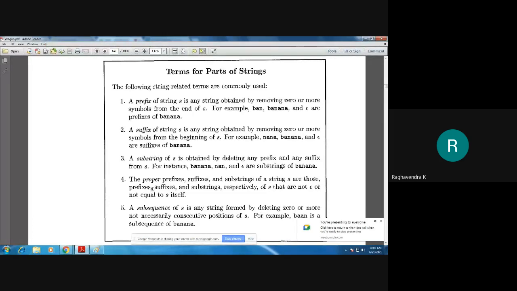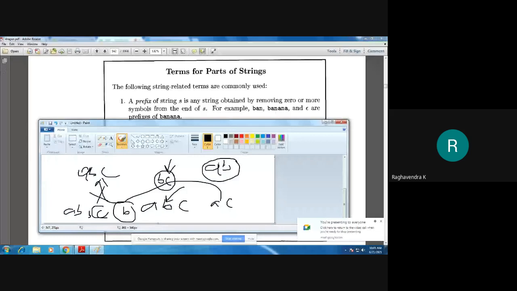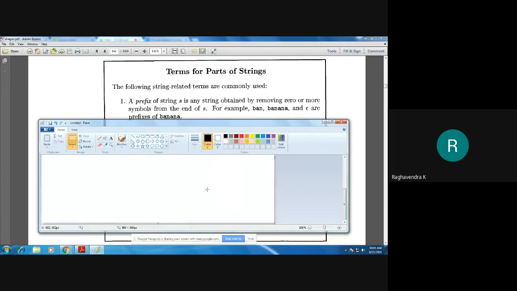As I was saying, a substring is something that is obtained by deleting from the prefix or the suffix, right? As I mentioned, for ABC, AB is a substring, BC is a substring, B is a substring, A itself is a substring, C itself is a substring. But AC cannot be a substring, right? You can't randomly delete characters in the middle and say that it is a substring. So that is one thing you need to remember.